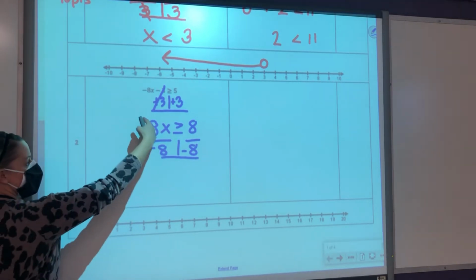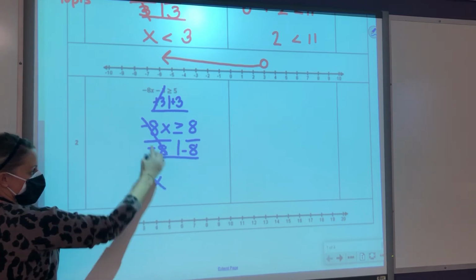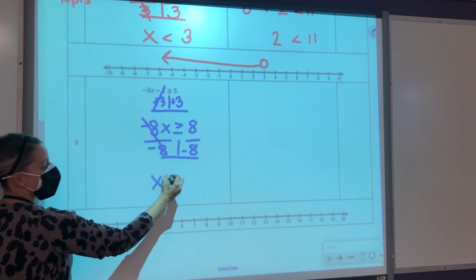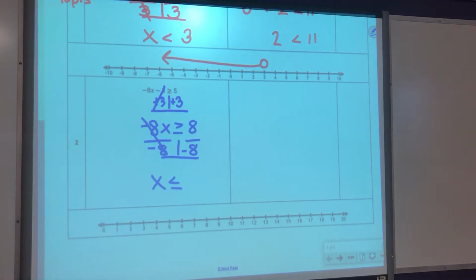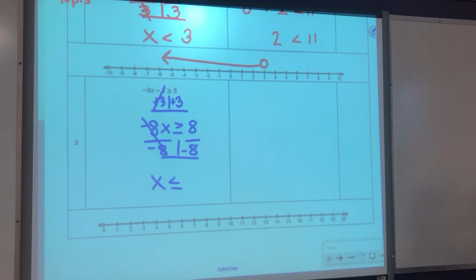What happens to my 8's? They cross out and I'm left with x. I divided by a negative, so my greater than or equal to becomes less than or equal to. And then 8 divided by negative 8 is negative 1.